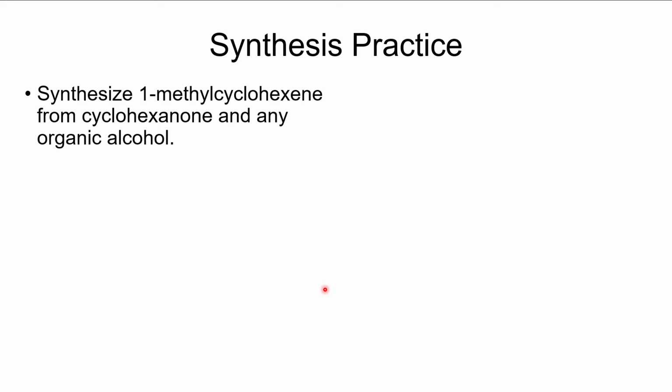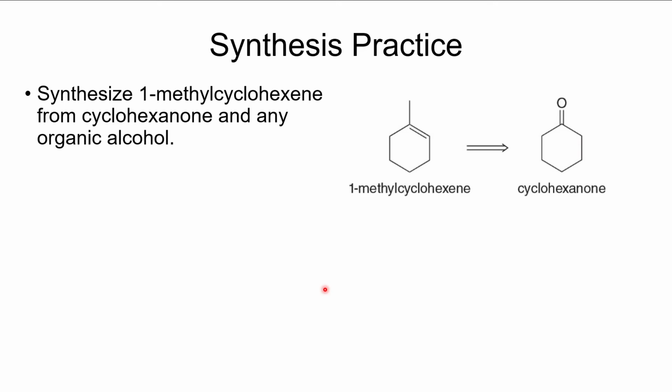So let's look at a practice problem. We want to synthesize 1-methyl cyclohexene from cyclohexanone, and we can use any organic alcohol. All right, so to do this, since our limitation is an organic alcohol, that means that we're going to need to do some conversions to convert that alcohol into one of our reagents. So here we've got the methyl Grignard, and we want to get that from cyclohexanone. You'll notice that we're adding a carbon here, and because we're adding a carbon, that means that we're going to need to use one of our organometallic reagents, preferentially an organolithium reagent or a Grignard reagent.